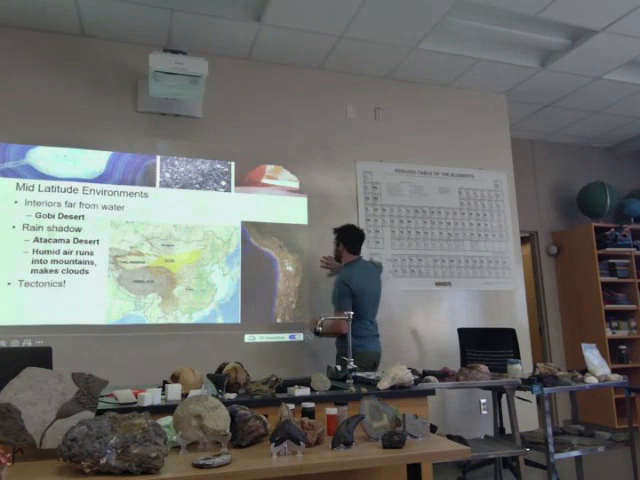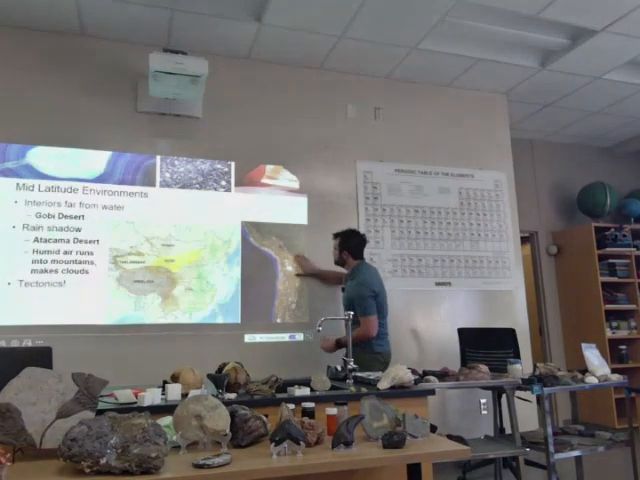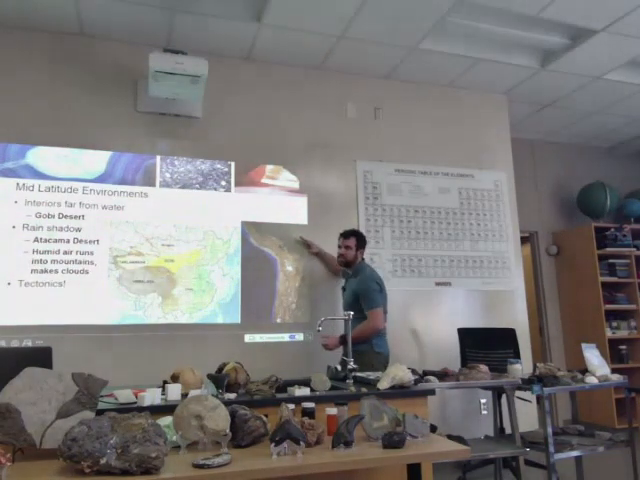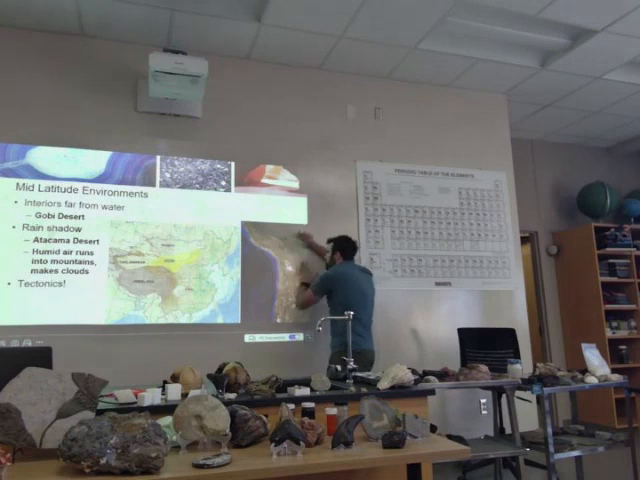Because the wind is blowing this direction. Nice, humid wind coming off the Atlantic. It runs into the Andes. As it runs into the Andes, it climbs up into the atmosphere. As it does, it cools off, rains out all that stuff into the Amazon, so only cool, dry air makes it to the other side.